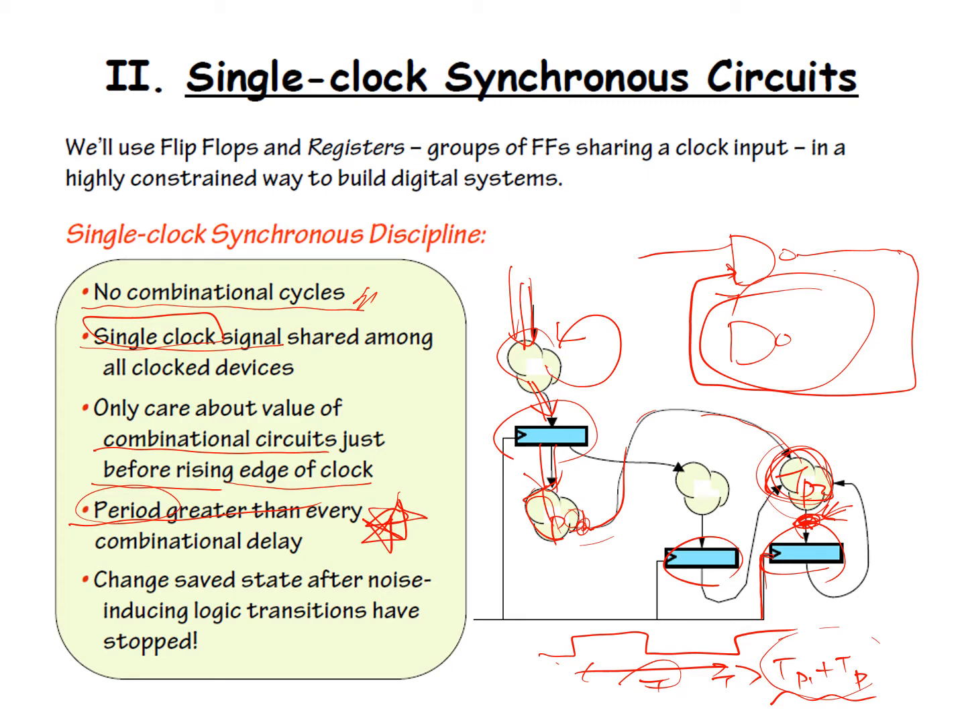And also, any change will save the state after the induced logic transitions have stopped. So all the clean values will be stored on the flip-flop. Any glitches in the data going into the flip-flop, we don't care. Only at the rising edge we catch it, right? The stabilized value will be sampled by the flip-flop.